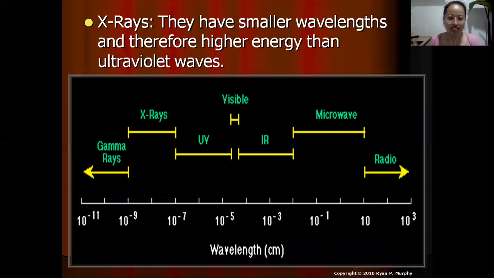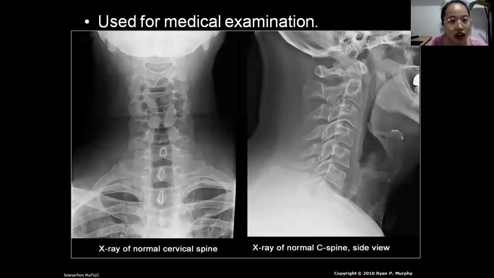So let's have the X-rays. They have smaller wavelengths and therefore higher energy than UV waves. So it is stronger than the UV. It is used for medical examination, and you're familiar with this one, like when you go to a doctor and you want to have an X-ray. So this will be the result.